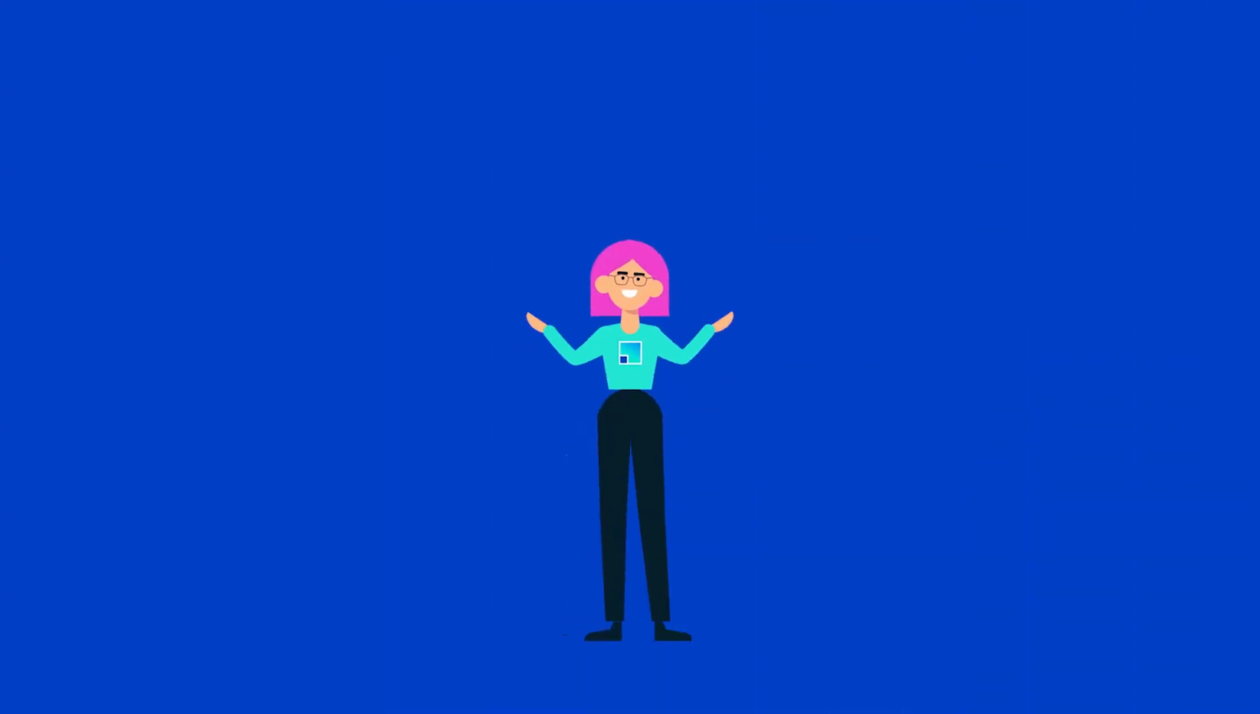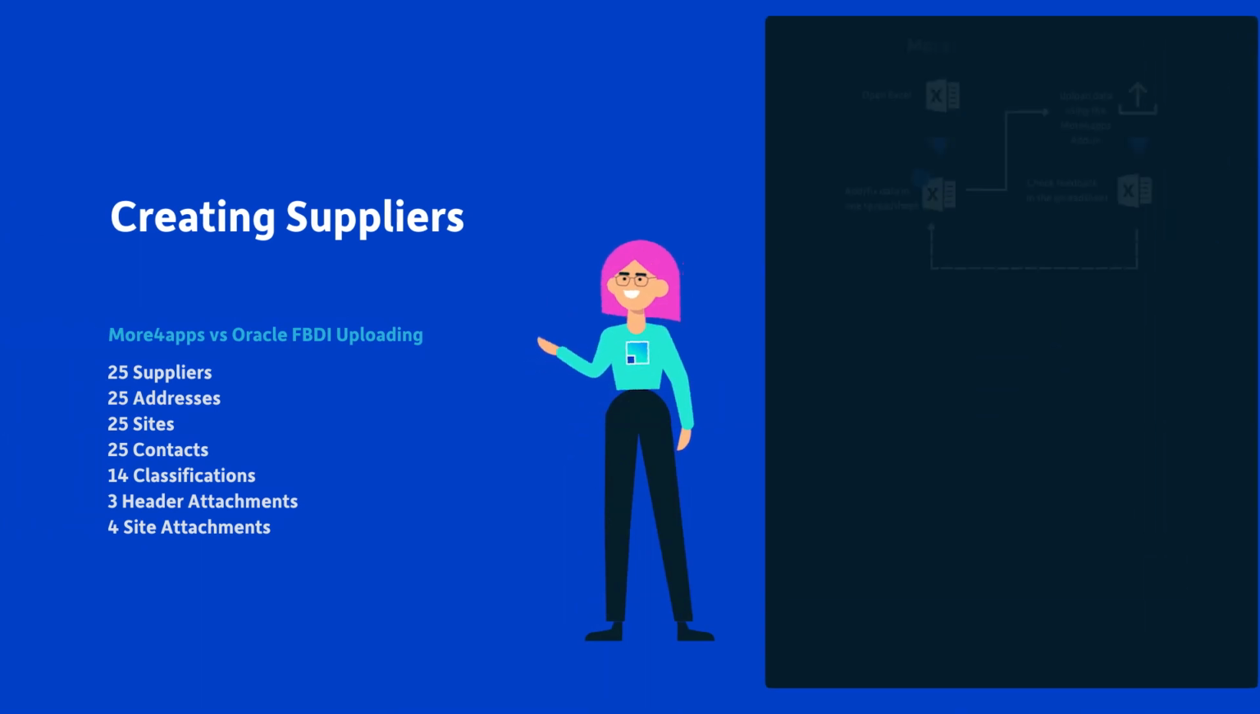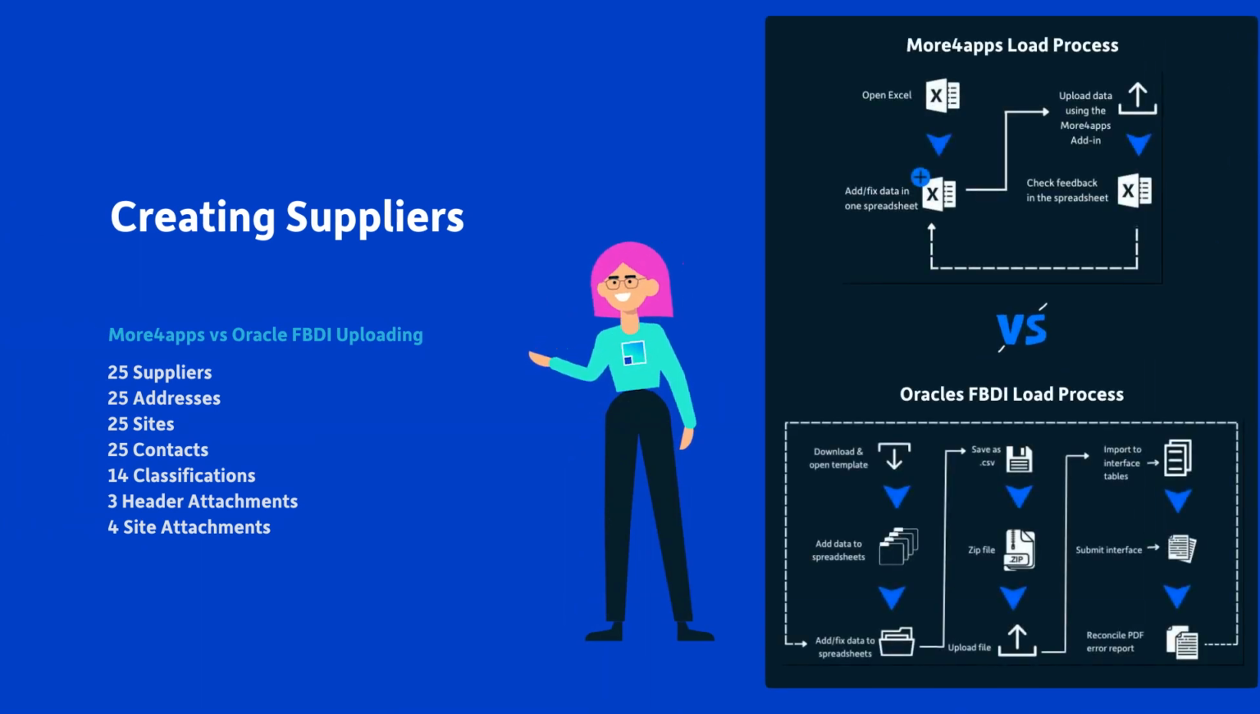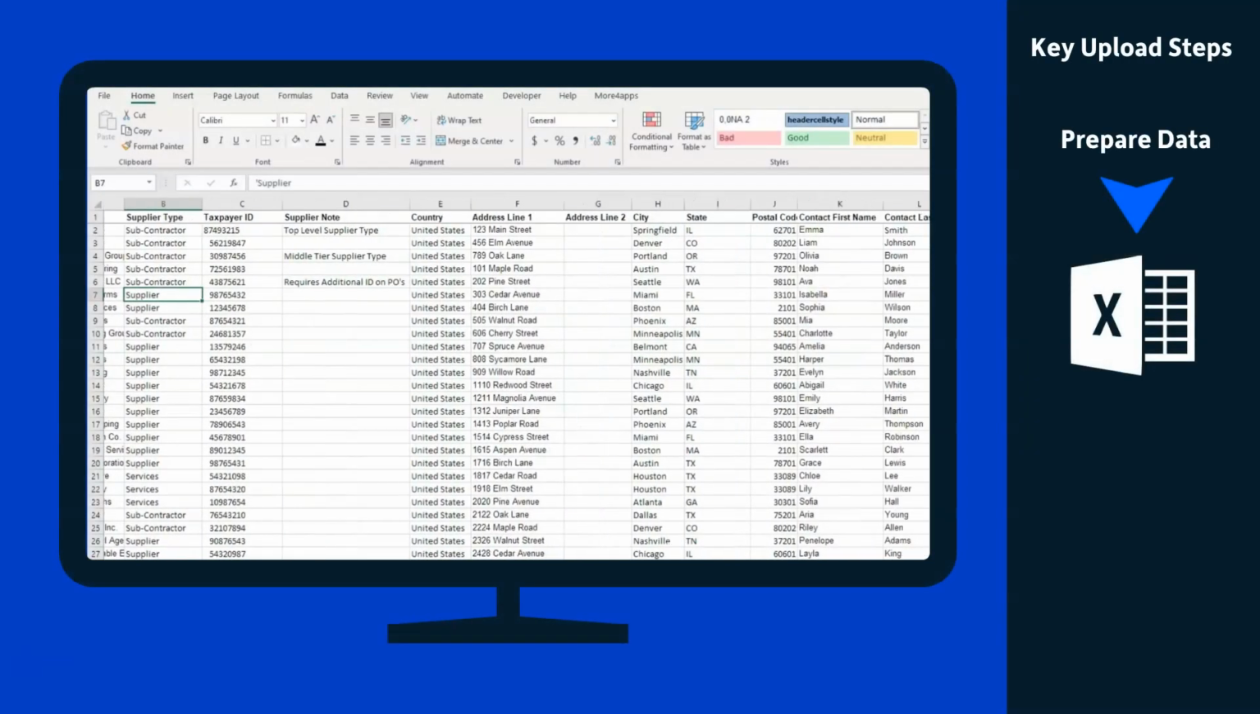Today our friend Excella is going to compare the MorphReps toolbox versus FBDI for creating suppliers. She's going to upload 25 suppliers, addresses, contacts, a few attachments and much more. Let's see how she goes. The same data set is going to be used for both products.